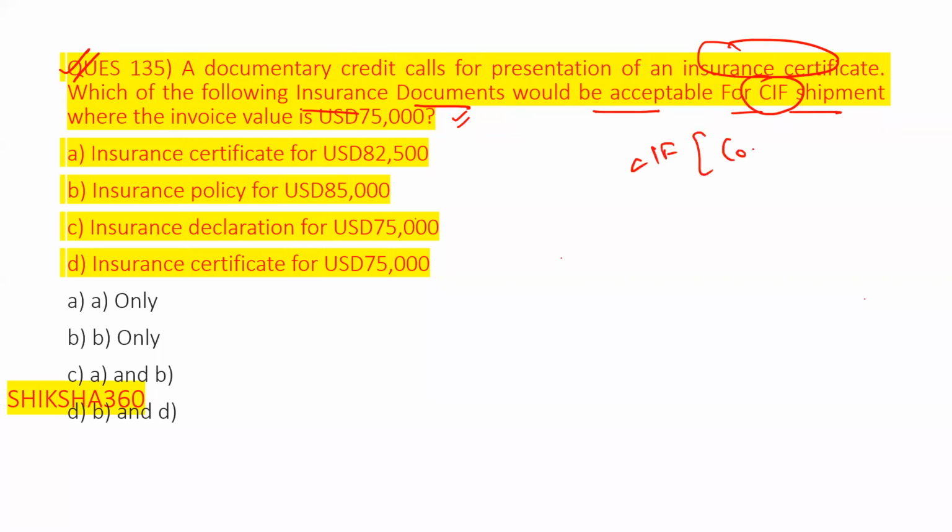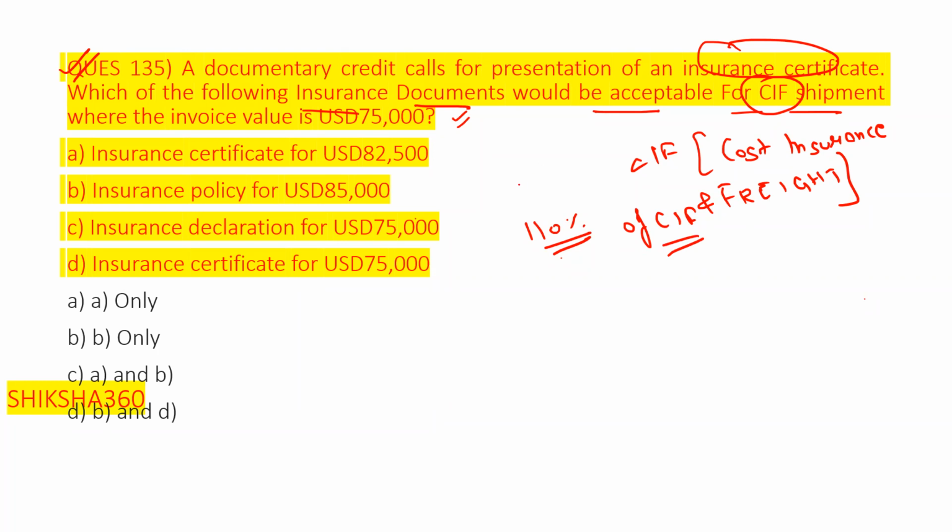CIF is cost, insurance and freight. The first one here is an insurance certificate for USD 82,500, which is 110% of the CIF value. As we have discussed, an insurance certificate or insurance policy is required for CIF or CIP, so we are taking 110% of that. So this one, an insurance certificate for USD 82,500, is the correct one.